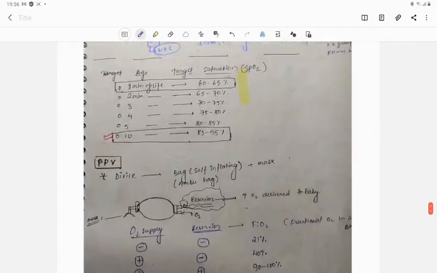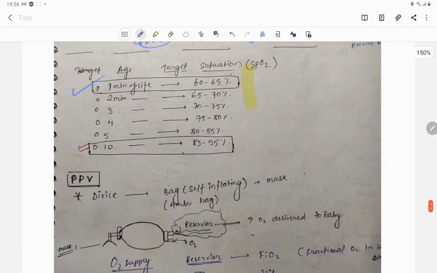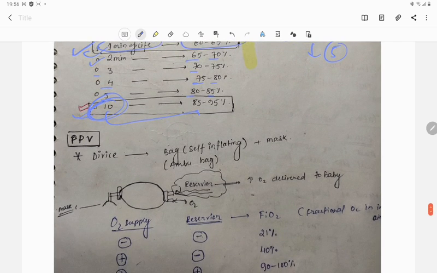And coming to some other things, age and target saturation, right? Age and target saturation, what is this? So the time at which the child is born and what should be the target saturation. This is the saturation which we are trying to achieve. So just remember 60-65 and keep on adding 5 to it, right? So at the first minute is 60 to 65%, second minute 65 to 70, third minute 70 to 75, fourth minute 75 to 80, fifth minute 80 to 85, and after 5 go to 10, 85 to 95, right?